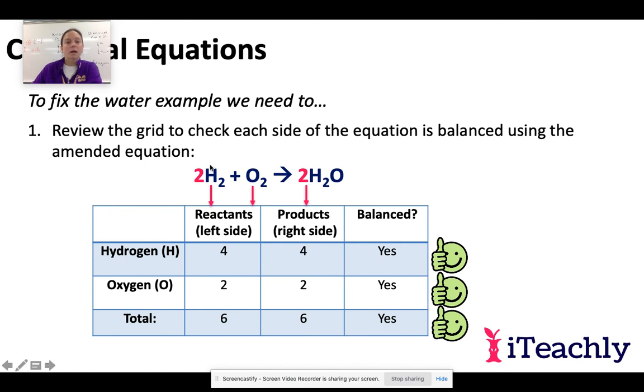So now let's look. I have 2 times 2 equals 4. That's good. Over here, 2 times 2, that equals 4. Check. Oxygen, 2, 2. That's good. So let's look at my total. So I have 4 and 2, that's 6. Okay, 4 and 2, that's 6. So notice my reaction is now balanced.